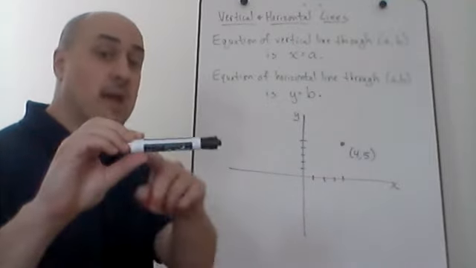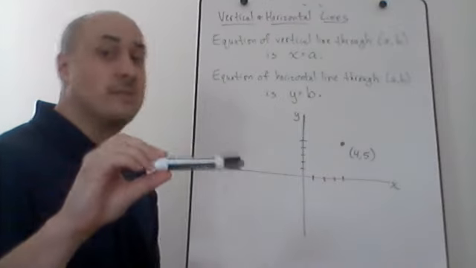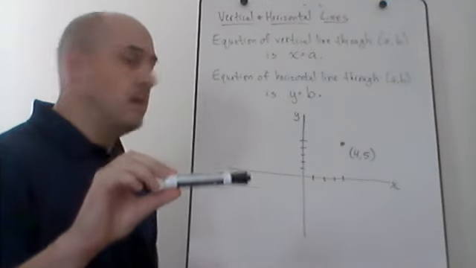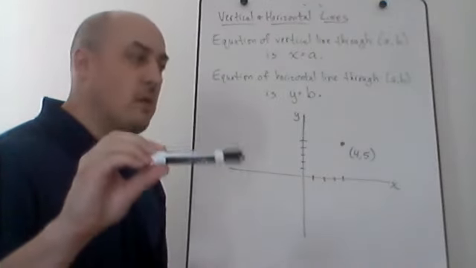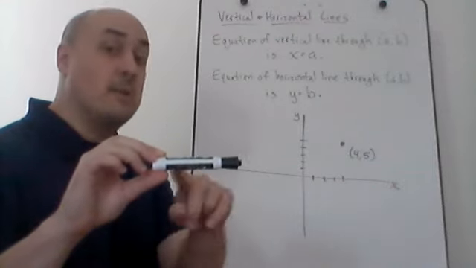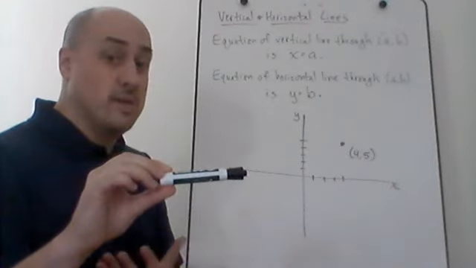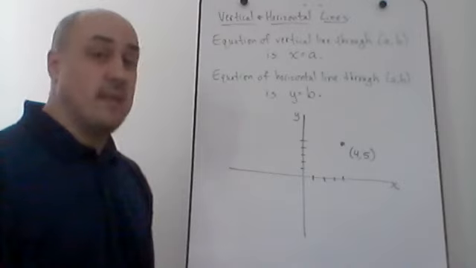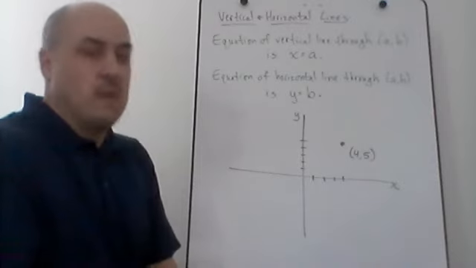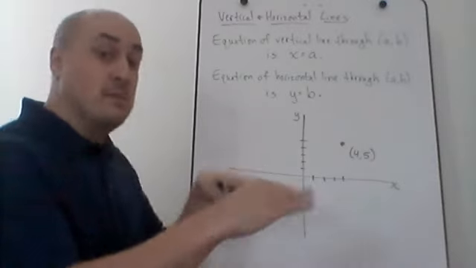For a horizontal line, every point on that horizontal line is going to have the same y-coordinate no matter what the x-coordinate is. So the equation of that line is then y equals whatever that y-coordinate is of every single point on that line.